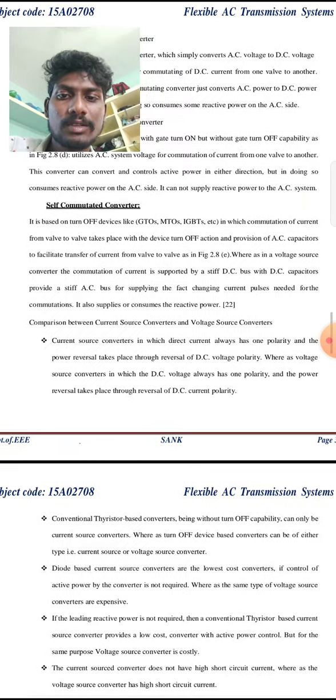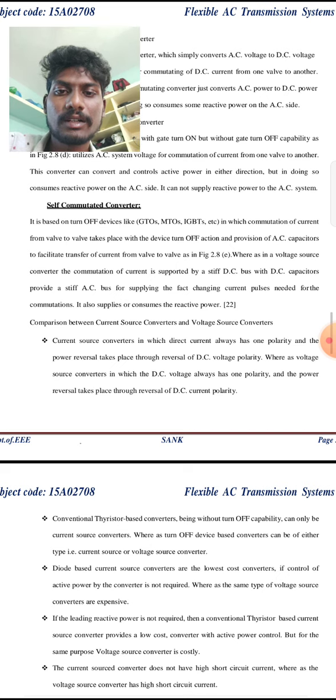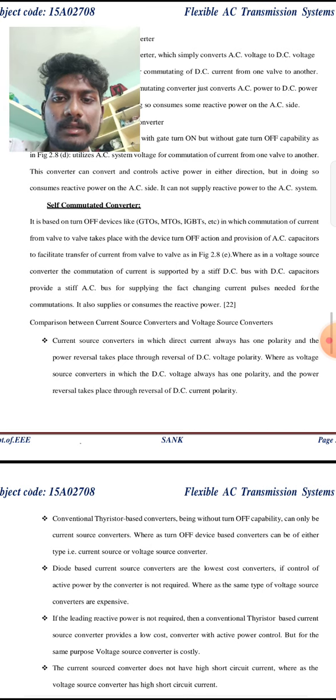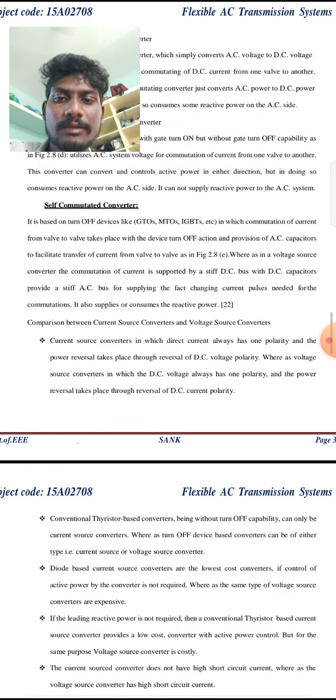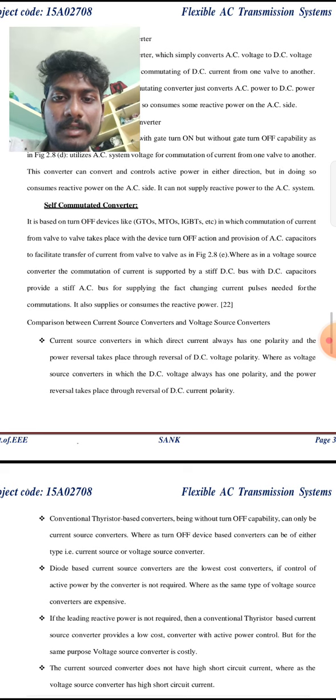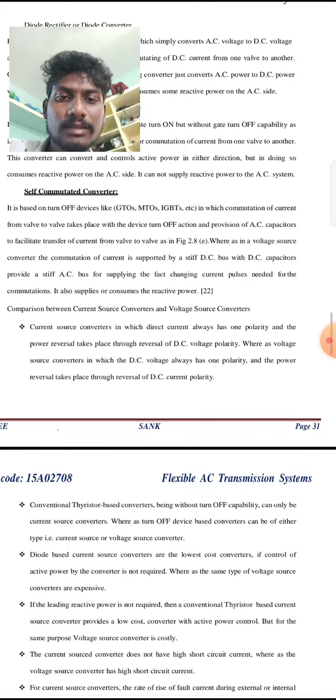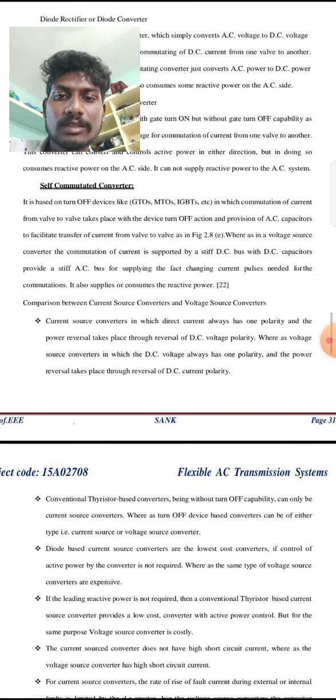Whereas in a voltage source converter, the commutation of current is supported by a stiff DC bus with DC capacitors, which provide a stiff AC bus for supplying the fast changing current pulses needed for the commutations. It also supplies or consumes reactive power.